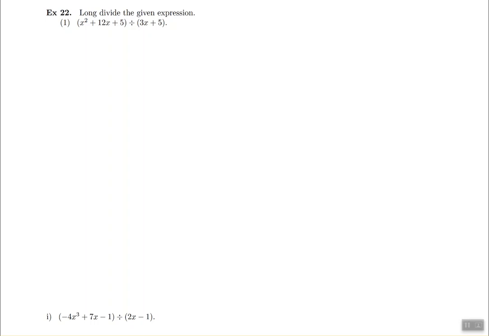Next up, we have to do some long division, and in this first one it says x squared plus 12x plus 5 divided by 3x plus 5. So for the long division problems, we're going to draw the long division symbol first of all, and the numerator, in this case x squared plus 12x plus 5, will be written down inside the little division sign, and then 3x plus 5 will be written on the outside.